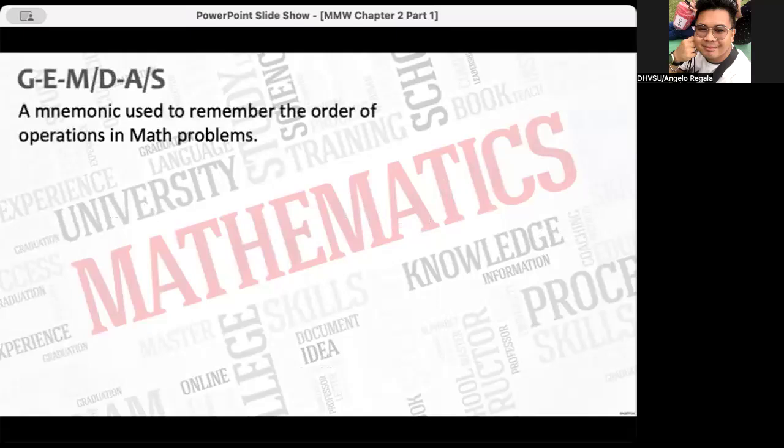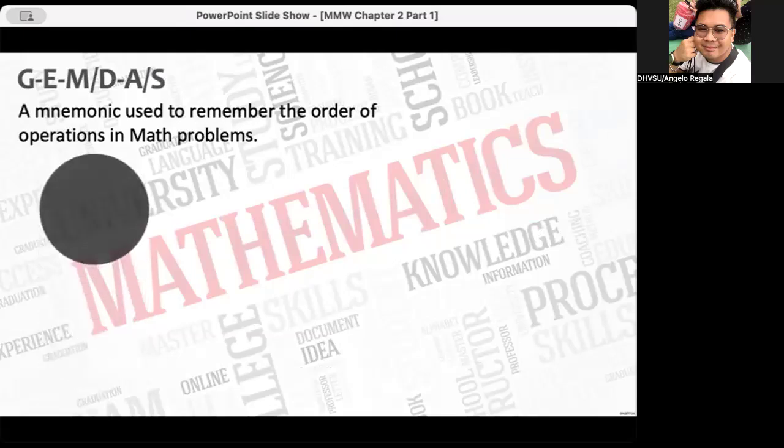Okay. So what is GEMDAS? GEMDAS is a mnemonic used to remember the order of operations in mathematics. It's just like a strategy that you use to memorize things. That's what we call a mnemonic. So in this case, GEMDAS is a strategy or technique in order for us to be guided on the process of solving if we have multiple operations in an expression.